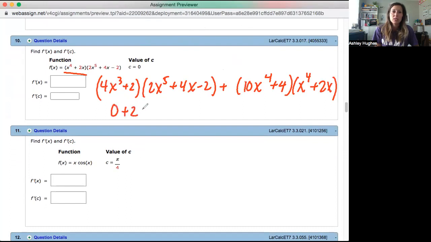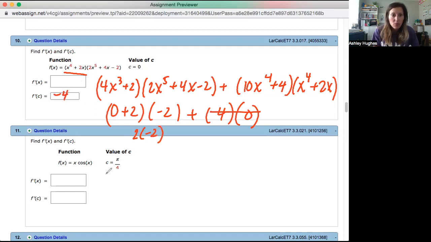So that would be 0 plus 2. These would be 0, that negative 2, 0, 4. And those would both be 0. So that zeroes out. And over here we get 2 times negative 2, which would be negative 4.